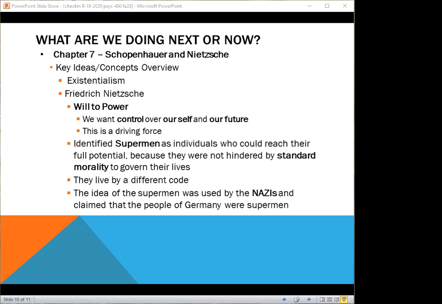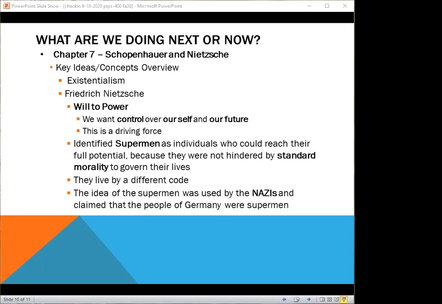And let's be honest, to some extent, that has to be the case. We know that. In fact, part of the reason that you're in this class, part of the reason that you're trying to get your degree, or for some of you, an additional degree, is simply that you want to have some better control over your future, or you want to push yourself to get the most education and the more degrees behind you that you possibly can. So this will to power, he sees as a driving force behind us.